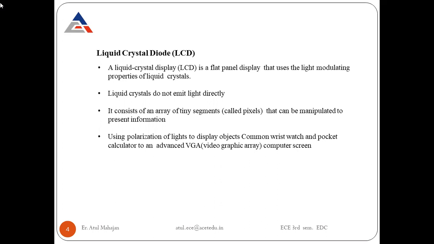When the external light falls upon the liquid crystals, the light gets polarized to various angles, 90, 60, 75, 45, and those polarized angles of light are displayed at the output section. So we get a complete polarized picture at the output section by using this liquid crystal display.